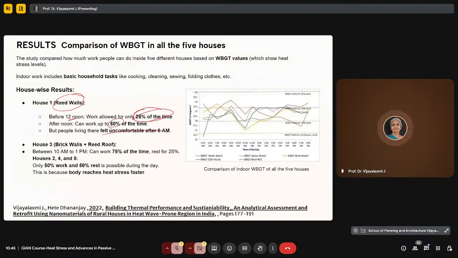House 3 is made up of a reed wall plus reed roof. Between 10 a.m. and 1 p.m., they could work for 75% of the time and they should rest for 25% of the time. Whereas in houses 2, 4 and 5, only 50% of the time they can work and 50% rest should be given during the day. This is because the body reaches heat stress faster.